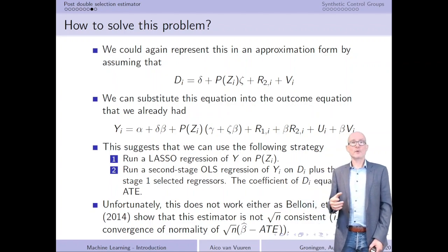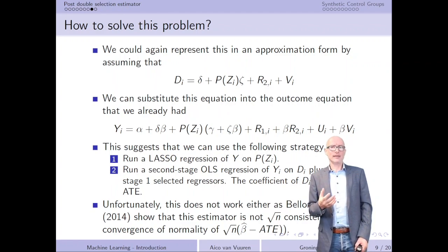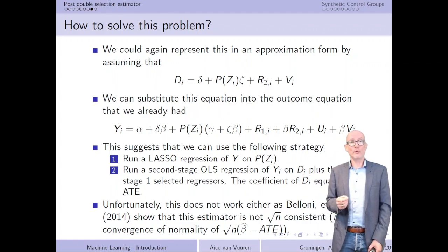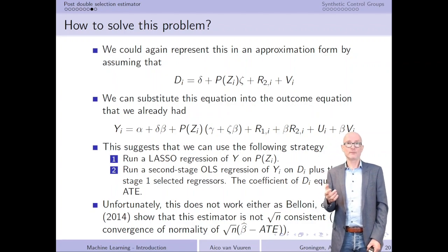This sounds like a very great idea, but unfortunately we should realize that this still doesn't work. That is actually quite technical, but it is described by Belloni et al. in 2014 in a paper in the Review of Economic Studies. They showed that this estimator is still not square root n consistent. That means that there is no convergence to normality of the square root of n multiplied by beta hat minus the average treatment effect. And that is, of course, still a serious problem.